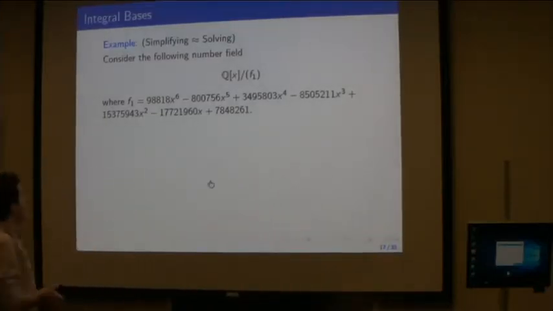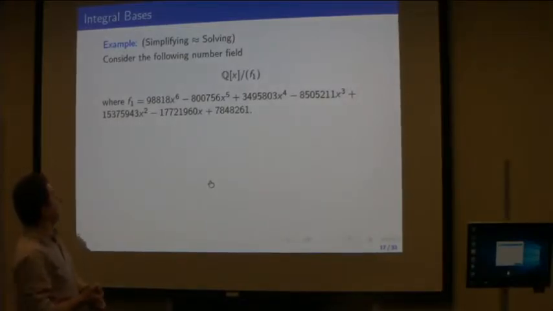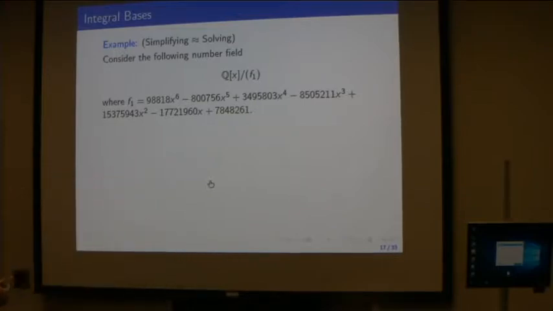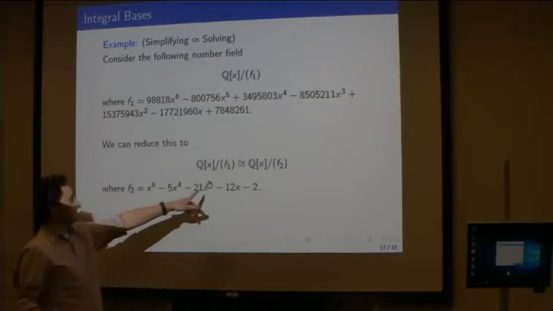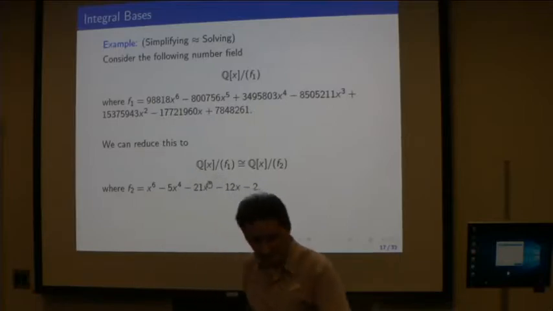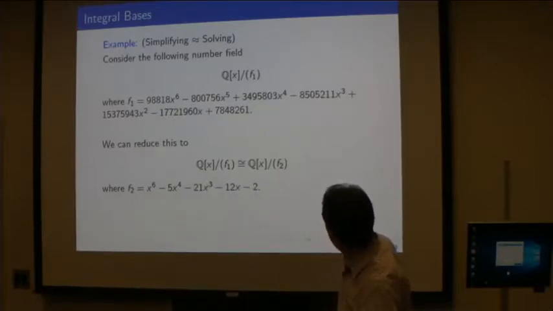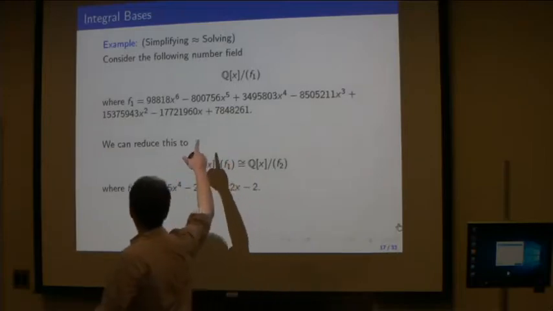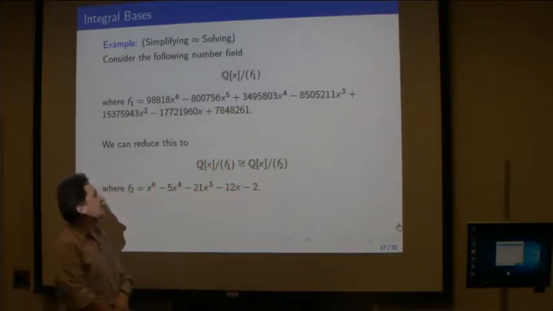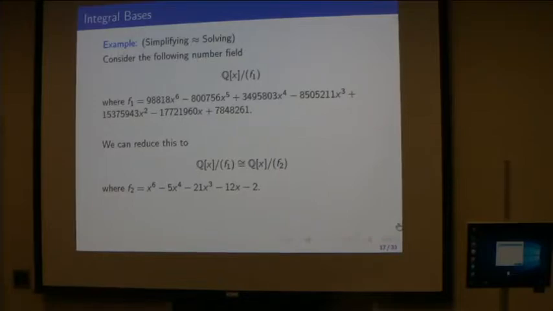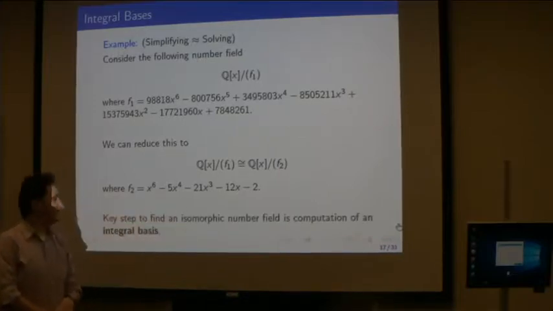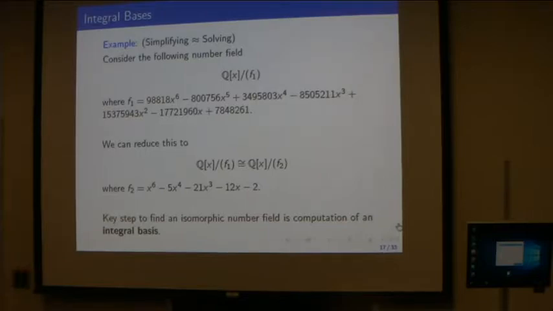So here, let me give you one more example. Let's consider this number field. Here we have this defining polynomial which has a large coefficient. So let's say we have a computation problem in this number field. One way to solve that problem is to find an isomorphic number field with a nicer defining polynomial, transform our problem to another problem in this isomorphic number field, and try to solve it. So the key step to find an isomorphic number field is computation of an integral basis.